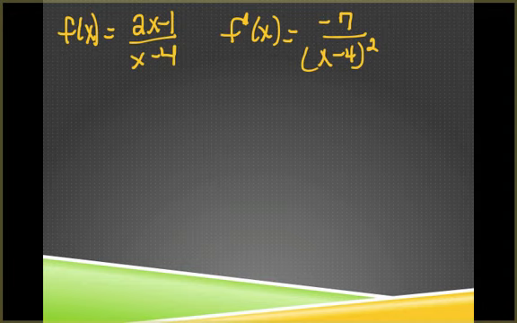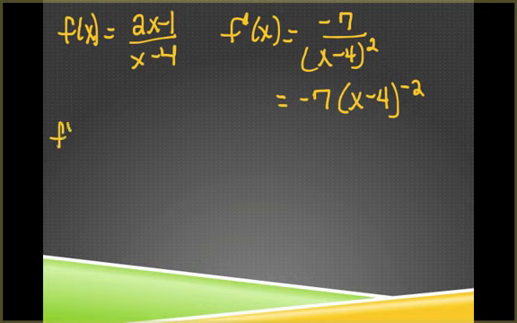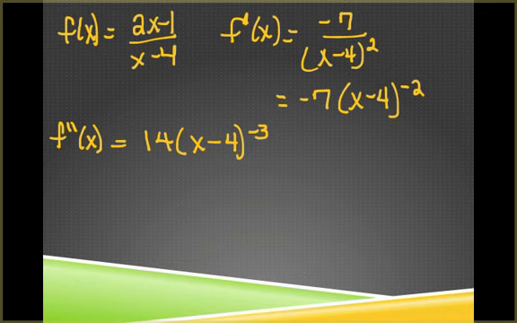Now let's continue on with using our second derivative. We have that our first derivative was negative 7 over x minus 4 quantity squared, which I'm going to consider as negative 7 times x minus 4 to the negative 2, just because it makes the derivative easier. So then f double prime would be equal to positive 14 x minus 4 to the negative 3 times 1, because the chain rule says take the derivative of the inside, but that's just 1. That's 14 over x minus 4 cubed.